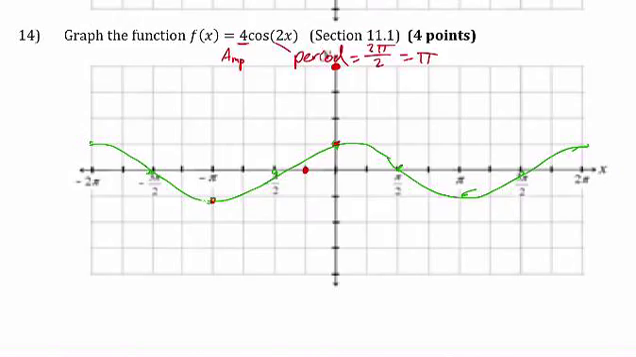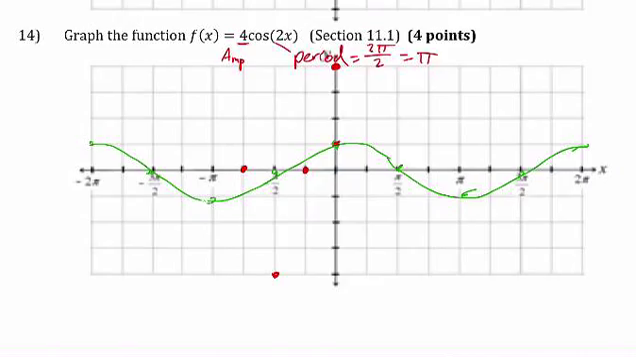This point over here, we're going to cut its width in half. So if I cut its width in half, it ends up being over here. But then we're going to quadruple its height, so it ends up being down here at -4. Over here, I'm going to cut its width in half. So at 3 pi over 2, it's cutting its width in half to over here, and quadrupling its amplitude. Well, quadrupling 0 is still 0.